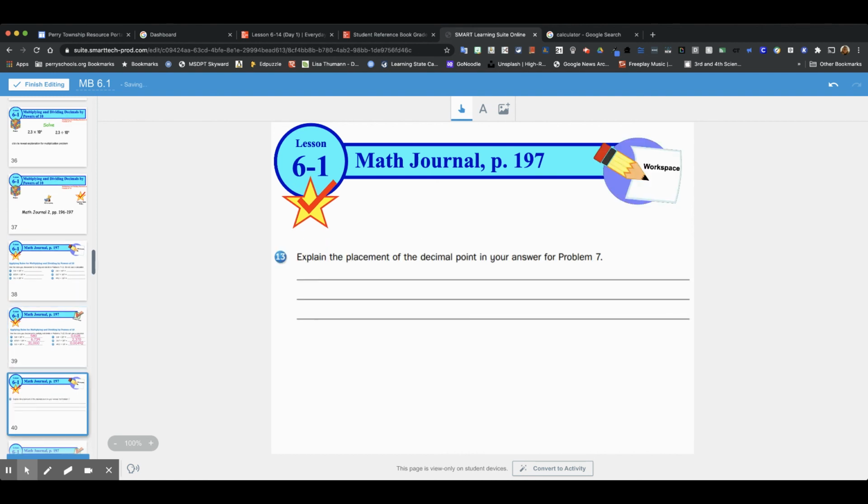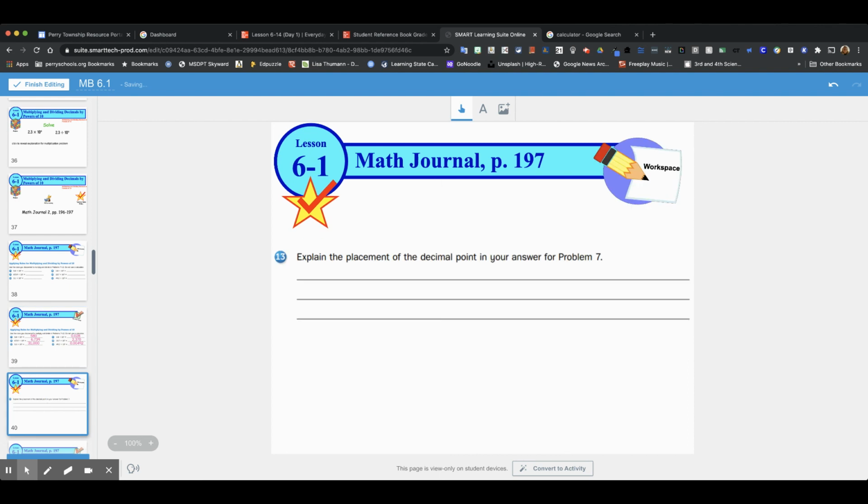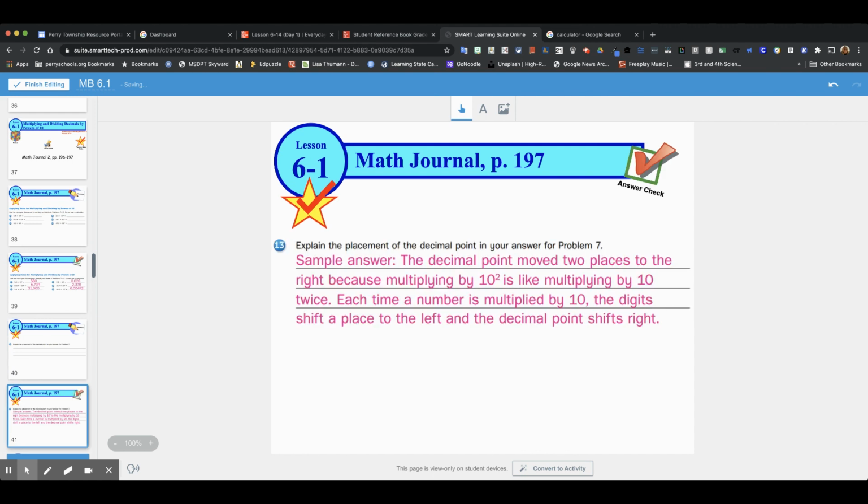So I want you to explain the placement of the decimal point in your answer for number 7. So if we take a look at number 7, you said 5.8 times 10 to the second, we got 580. So explain, what is the decimal point? Explain the placement, where that is put. The decimal point moved two places to the right because multiplying by 10 to the second is like multiplying by 10 twice. So each number is multiplied by 10. The digits shift a place to the left and the decimal point shifts to the right.